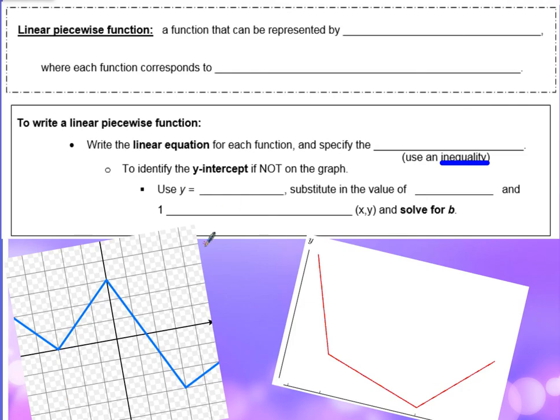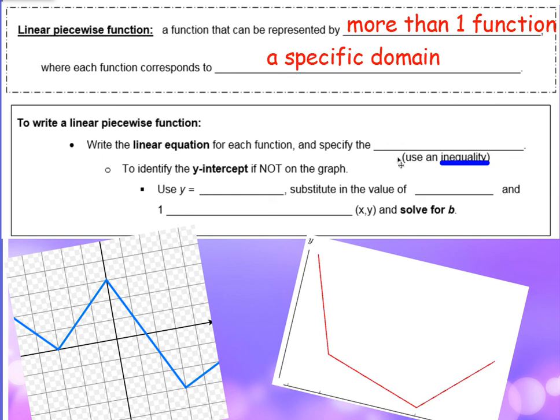So a linear piecewise function is a function that can be represented by more than one function. As you saw in the previous example, there were 3 pieces of lines, where each function corresponds to a specific domain. Let's jot down here that we're also always going to write the domain as an inequality instead of using interval notation. It's just what we typically use.